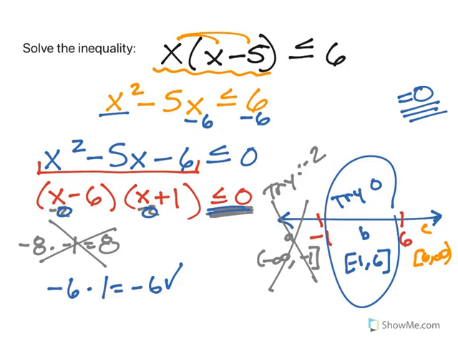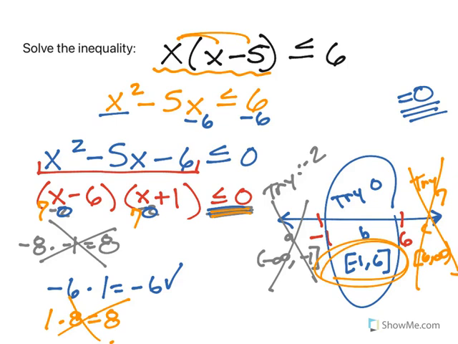And then my last one, I'm going to try 7 because it's bigger than 6. So if I plug 7 in for x, I get 1 times 8, which is positive 8. Positive 8 is not less than 0, so that doesn't work. And therefore, my answer is the interval of negative 1 to 6. Notice there are brackets because of the equal sign. And that would be my answer in how I'm solving this quadratic inequality.